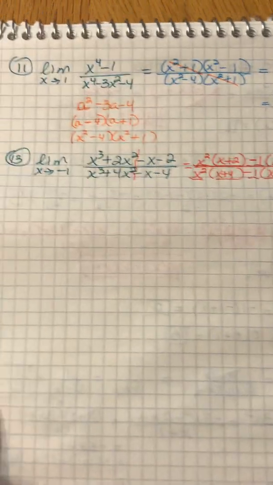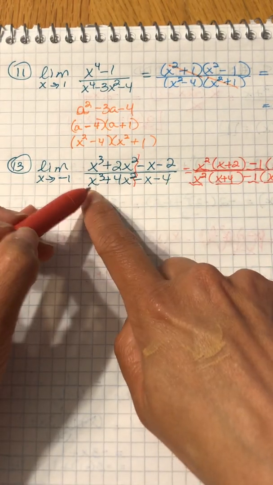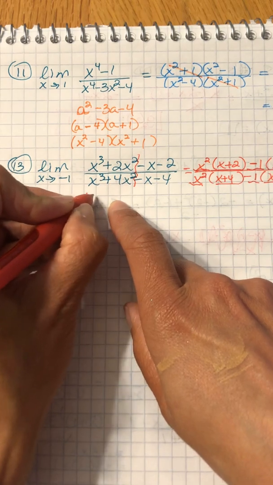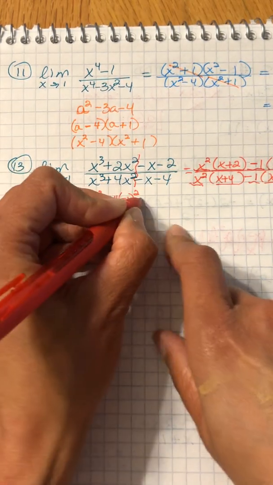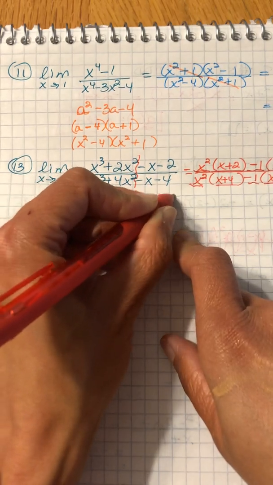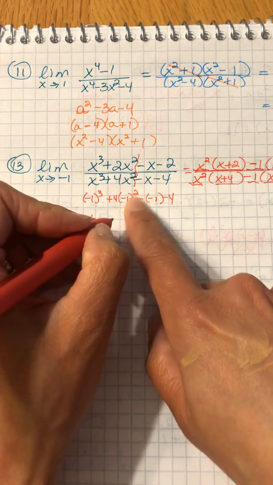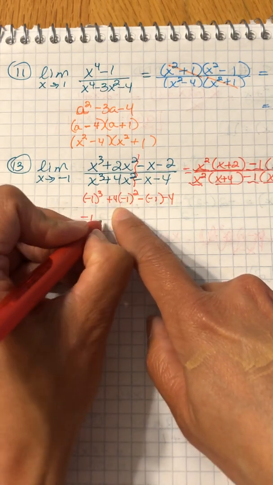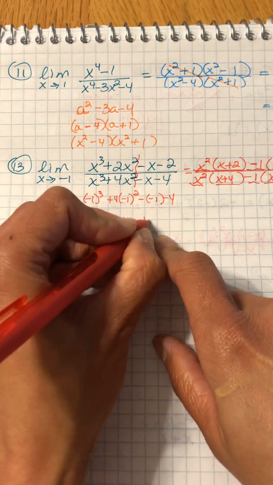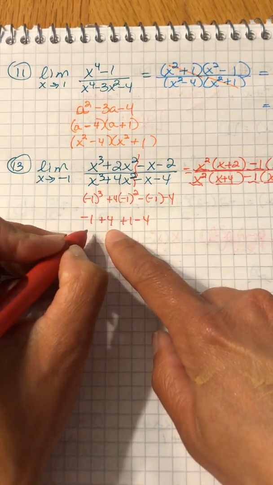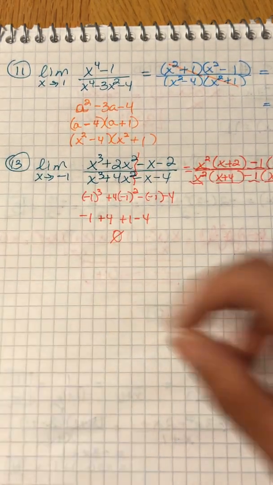Okay. And just to tell you, if I plugged in a negative 1 in the denominator right off the bat, I would have negative 1 cubed plus 4 times negative 1 squared minus a negative 1 minus 4. So negative 1 cubed is still negative 1. Negative 1 squared is positive 1 times 4 is 4. Negative times negative is positive. That would be a positive 1. So negative 1 plus 4 is 3. 3 plus 1 is 4. 4 minus 4 is 0. And we would have a 0 in the denominator.